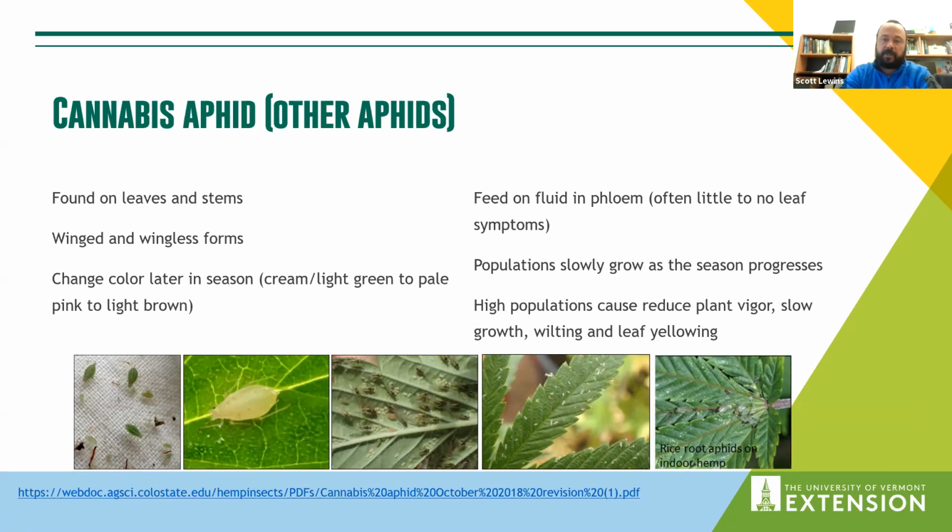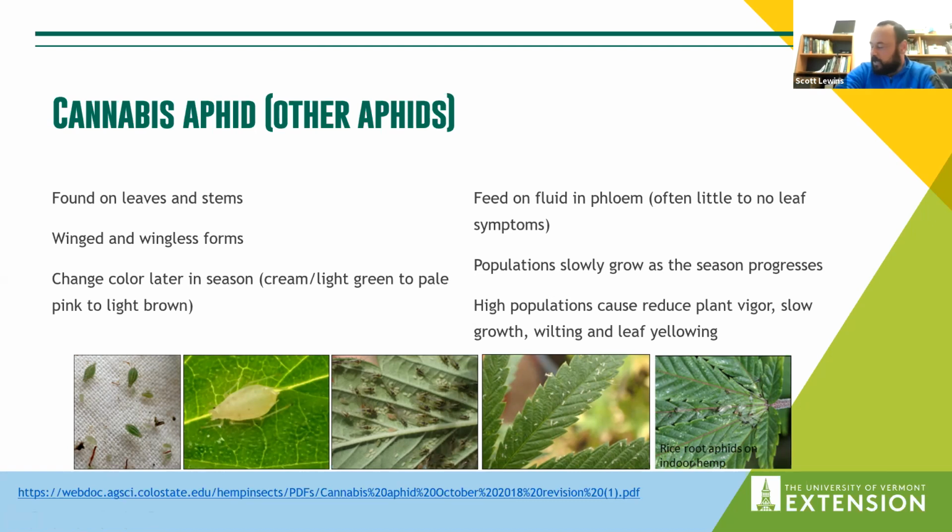As the populations grow over the season, you can actually see a slight color change from sort of a cream, light green to a pale, sometimes pink or light brown. Those are the wingless versions. The winged ones are a sort of darker color. You can kind of see in this picture right here, a mix of winged and wingless. And then you've got wingless reproductives that are popping out babies. And so those little cream colored ones are the granddaughters.